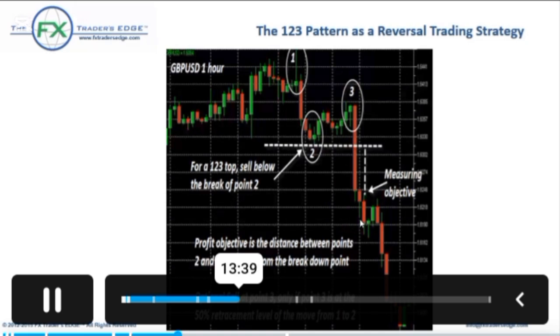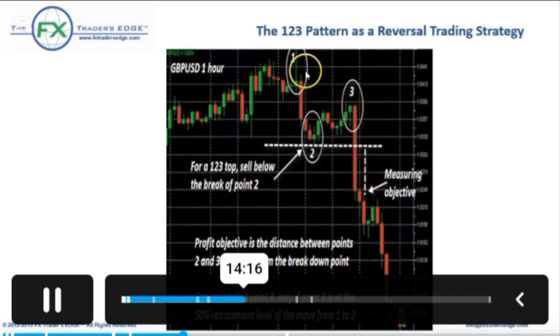What's the trade entry for this trade? The pattern is complete when price trades below point 2. At a 1-2-3 top, the strategy is to sell on the break of point 2. The measuring objective for this pattern is the distance between points 2 and 3, projected below the breakdown at point 2. So that would be here. This is the measuring objective. The stop loss is set just above point 3.